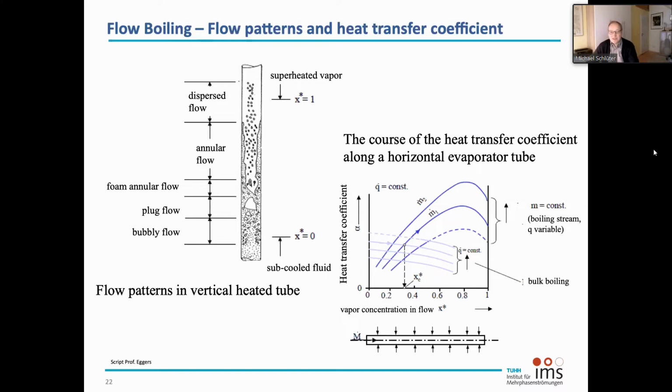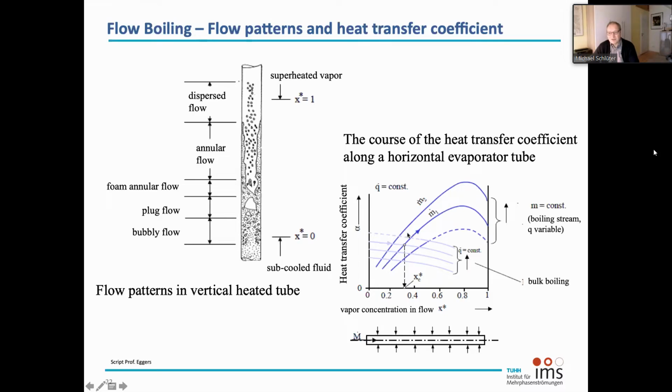Okay, so how can we show that? Here we have the pipe. Heat is transferred into the pipe. Here we have a mass flow rate. And now let's say we have a constant heat flux. And what happens is that here's the heat transfer coefficient. So with increasing distance in the pipe, we get more and more evaporation. The flow through the pipe is constant, but we get more and more evaporation. So this gives us the evaporation here, the boiling stream.